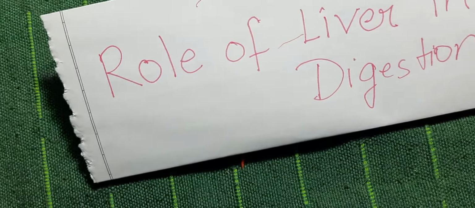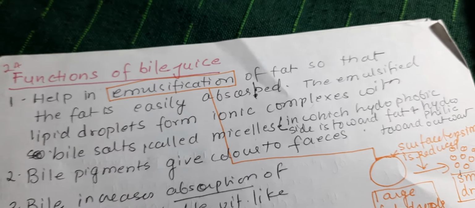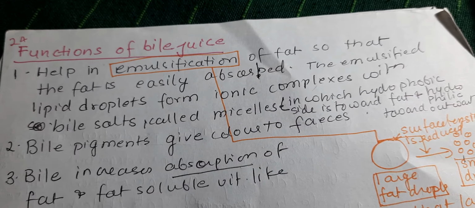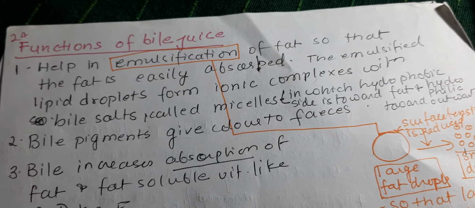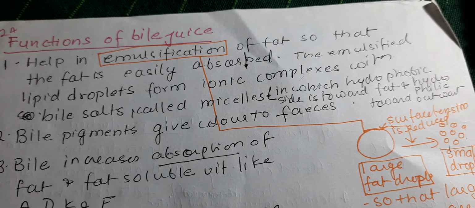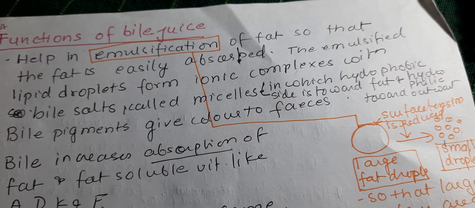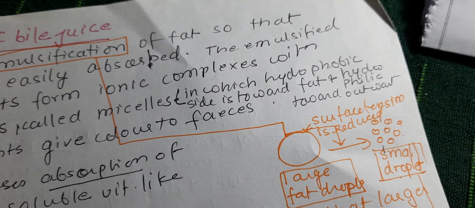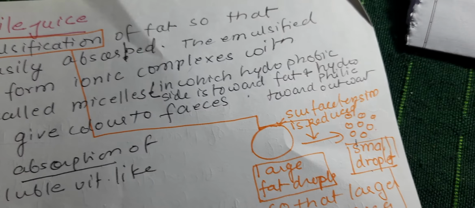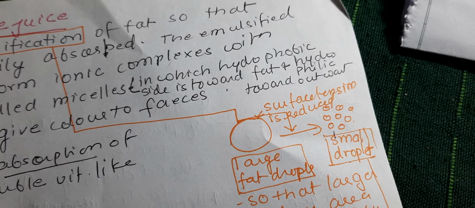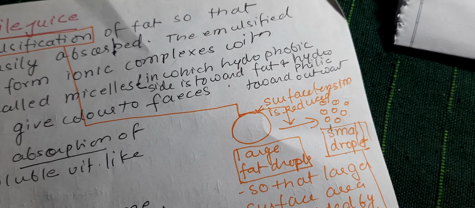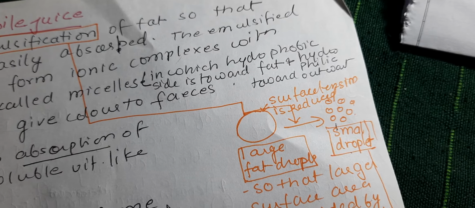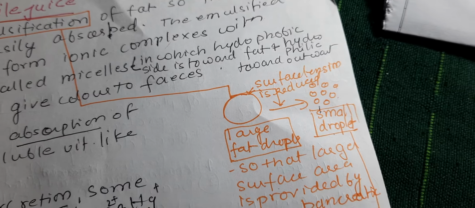So if you see what is the function of bile juice, it helps in the emulsification of fat so that the fat is easily absorbed. The emulsified lipid droplets form ionic complexes with bile salt called micelles, in which the hydrophobic side is toward the fat and the hydrophilic side toward the outside. Okay, so hydrophobic is toward the inside.